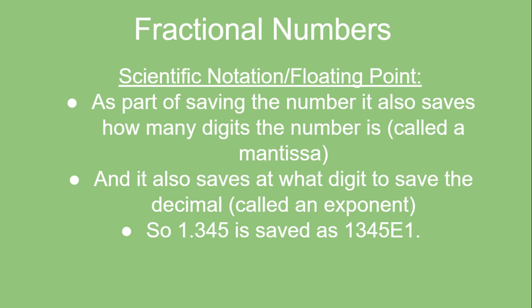And then it saves at what digit we put the decimal, and it uses an E there and a number. And so 1.345 in your computer is actually saved as 1345E1, meaning the decimal goes right after the first digit. If it was E0, it'd be 0.1345. If it was E2, it'd be 13.45. If it was E3, it'd be 134.5, and so on and so forth. You get the idea. It just tells you after what digit to put it. So it uses a mantissa and an exponent using scientific notation.